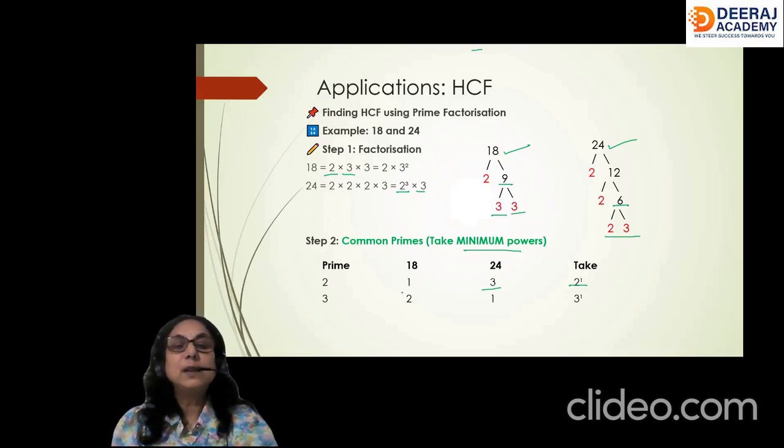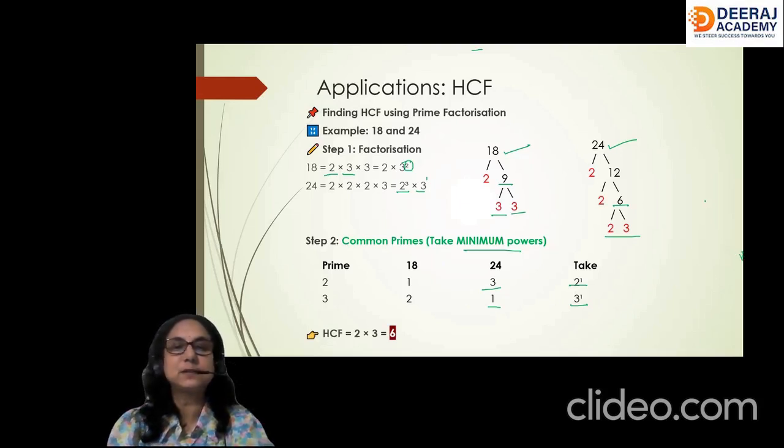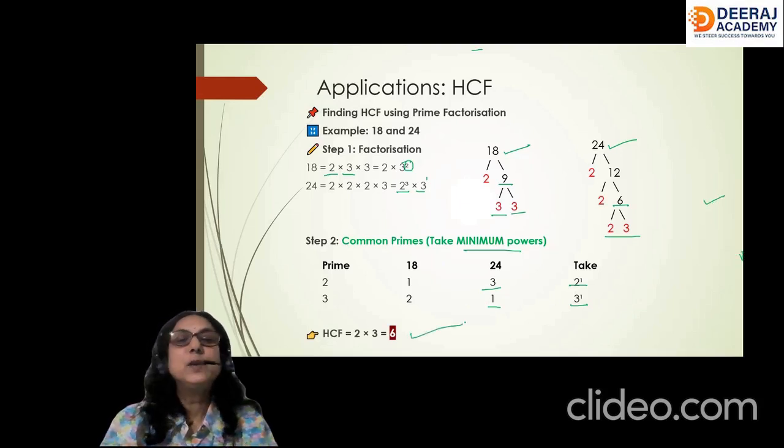For 3, in 18 we have the power 2, and in 24 we have no written power, which means the power is 1. So we have to take the minimum power, so it will be 3 to the power 1. So the HCF will be 2 times 3, which is equal to 6. In this way, we can use this in finding the HCF.